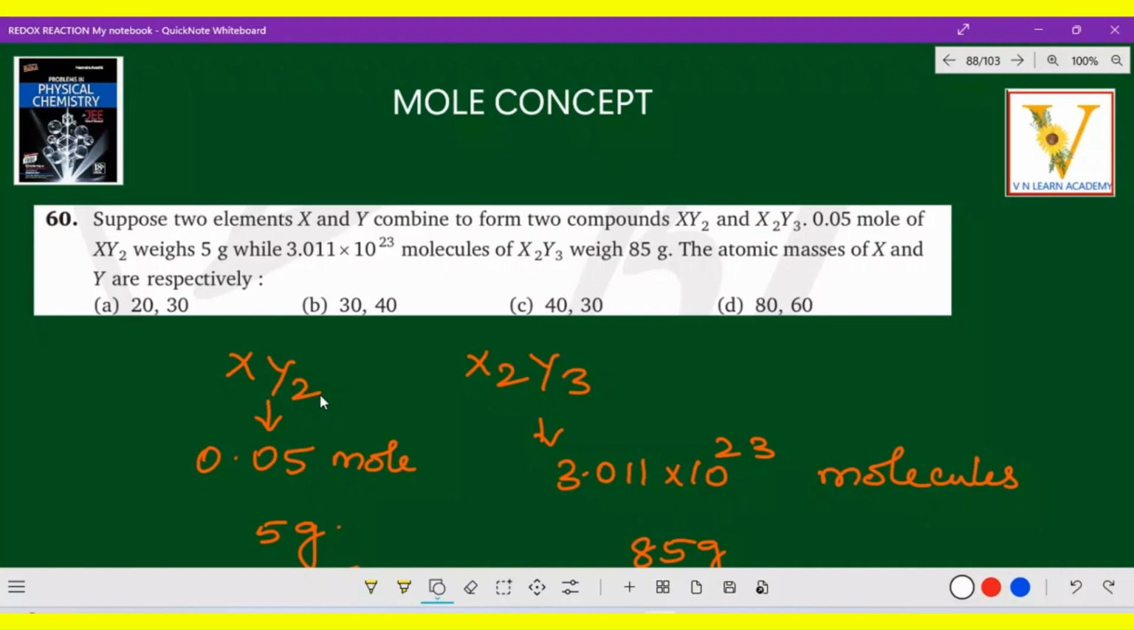Now 40, 30. So X is 40, Y is 30. So which is the correct option? Option C is the correct option.